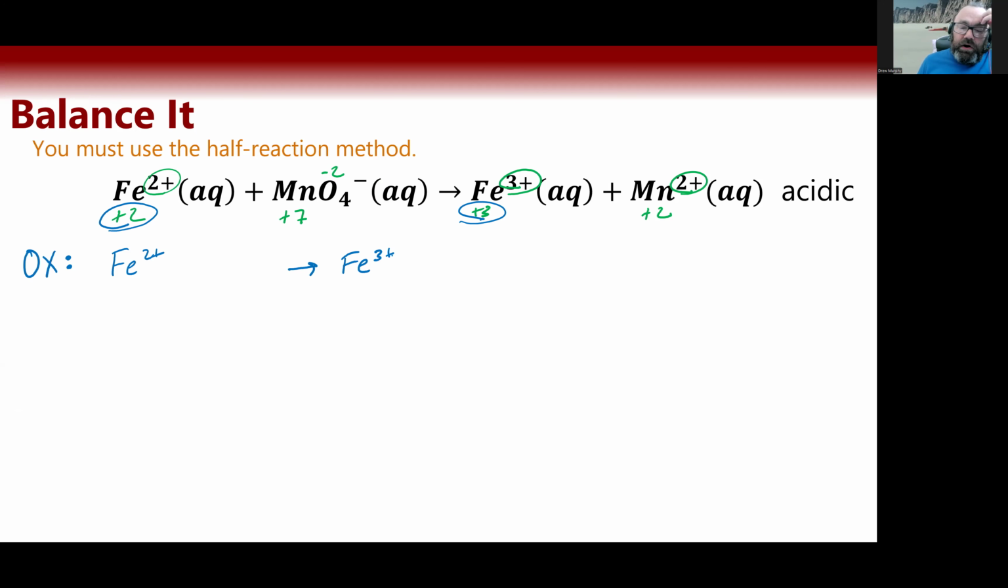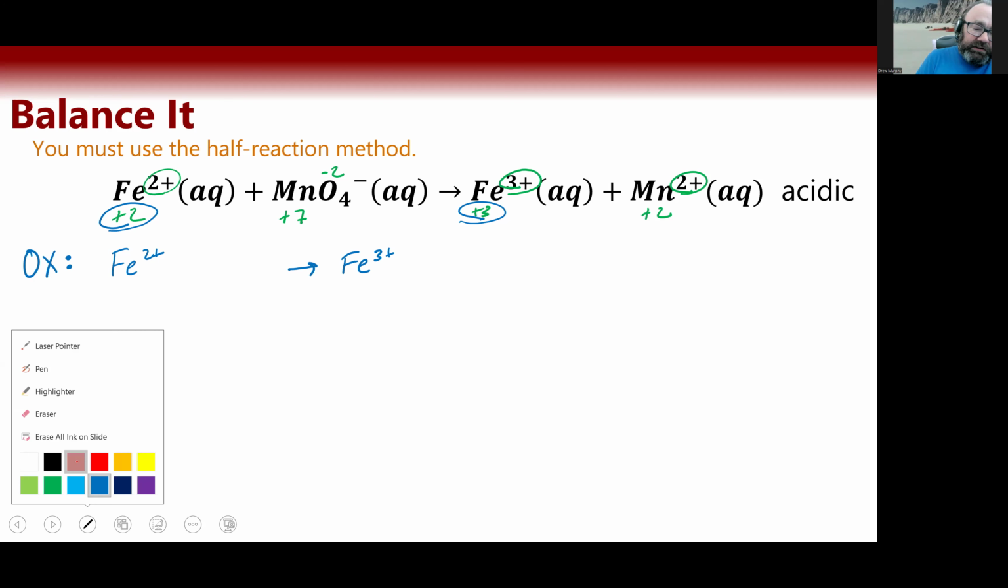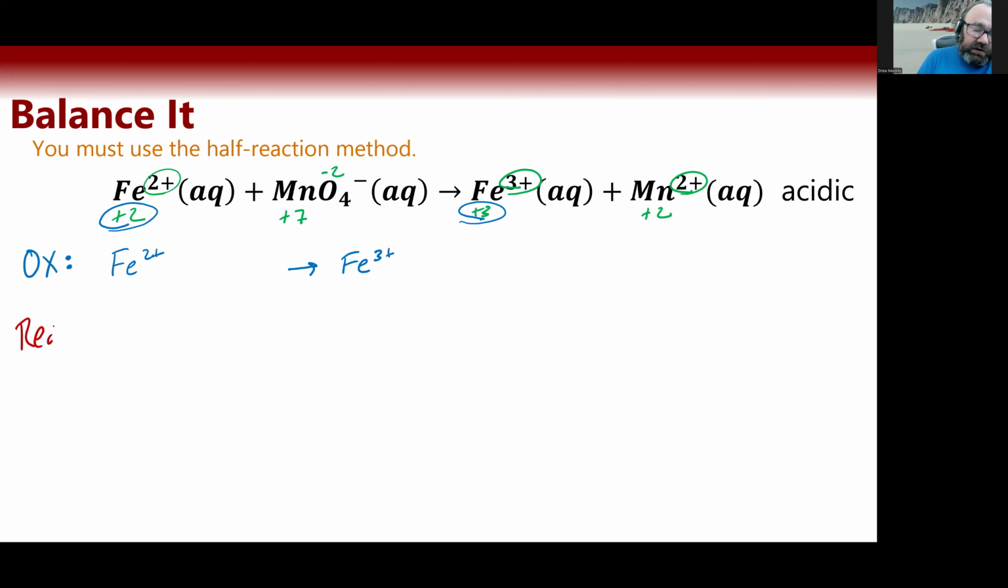Okay. We're not going to add any electrons. We're just writing what's in the skeleton to start us off. All right. That means the other things are the reduction half. So the manganese and the manganese. So that means MnO4 minus, permanganate, on this side and Mn2 plus on that side. All right. So there's our skeleton halves.